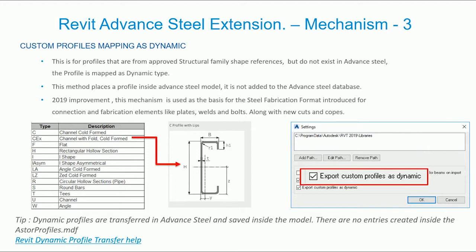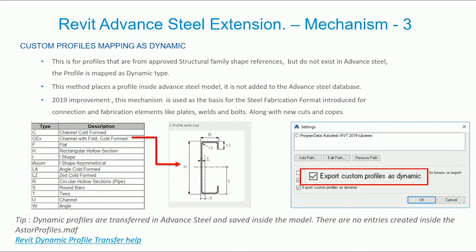For today's example, I'm using a cold rolled C-section. It will transfer these into the Advanced Steel model from the Revit model. And what it does, it doesn't actually create any entries in the database. So this is where the profile doesn't exist inside Advanced Steel. It makes a representation of it which you can work with inside the system. And this is also utilized when they do the new steel fabrication format, working with connections in the 2019 version.